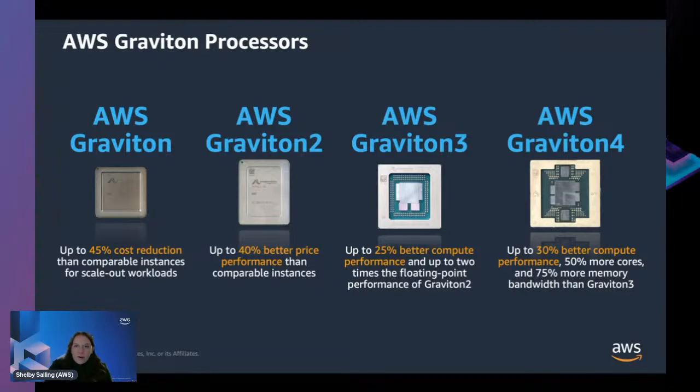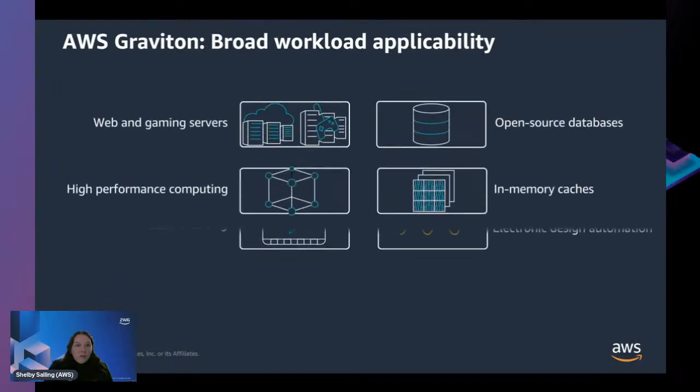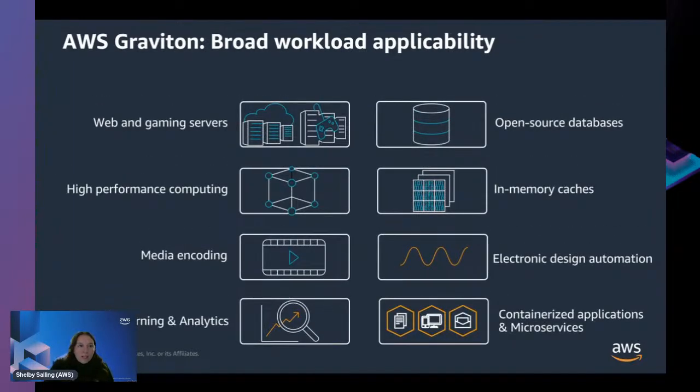I'll get a little bit more into the customer specifics later, but I'm going to talk a little bit more about Graviton first. So what kind of workloads run best on Graviton? Well, here's a high-level overview. There's a broad applicability, but these are where we see the most success. Web and gaming servers, which is what we're highlighting today, but also open source databases, high-performance computing, in-memory caches, media encoding, electronic design automation, machine learning analytics, and containerized applications and microservices.